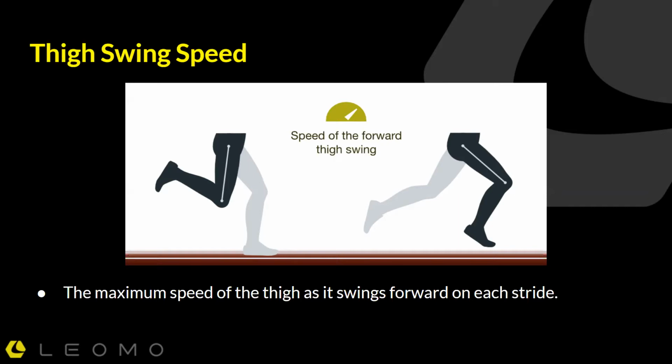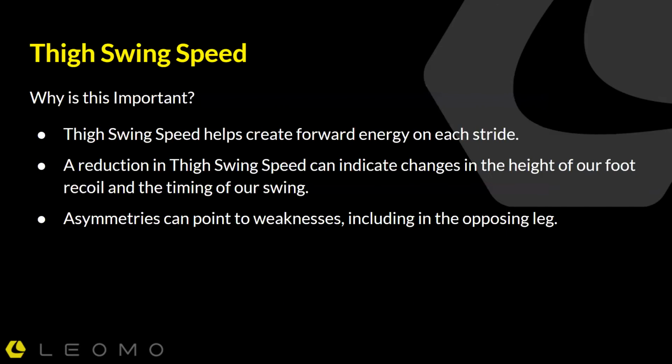And what's about to happen is that leg is going to thrust forward as that stance leg takes off from the ground. And this is a really powerful action for generating energy to move forward. So why is this important? Well, as I just said, thigh swing speed helps create forward energy on each stride.